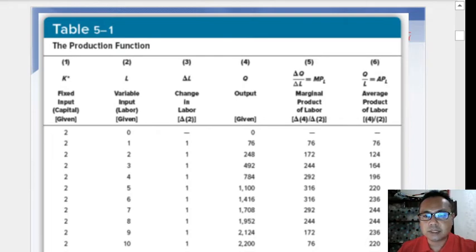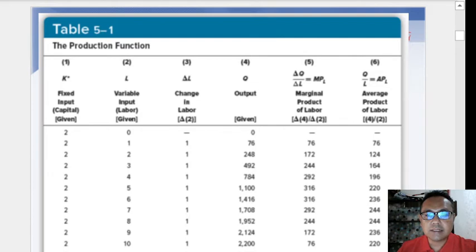Okay, so given the available technology and the fixed level of capital, if the manager wishes to produce 1952 units of output, 8 units of labor must be utilized. So in the short run, more labor is needed to produce more output because increasing capital is not possible.